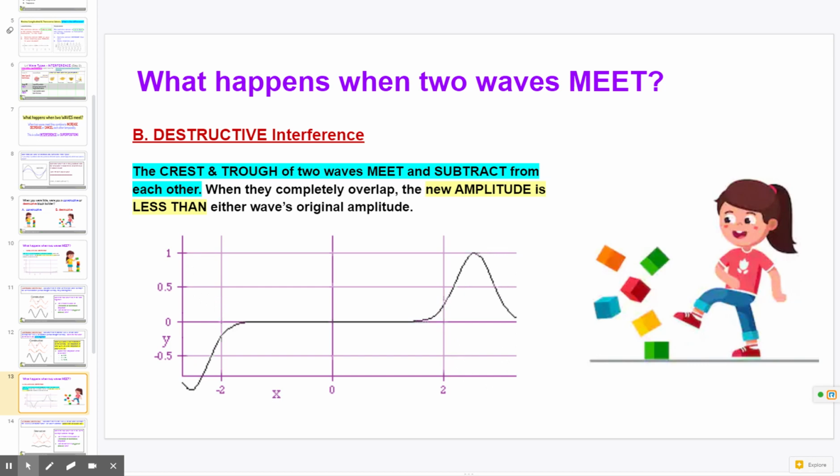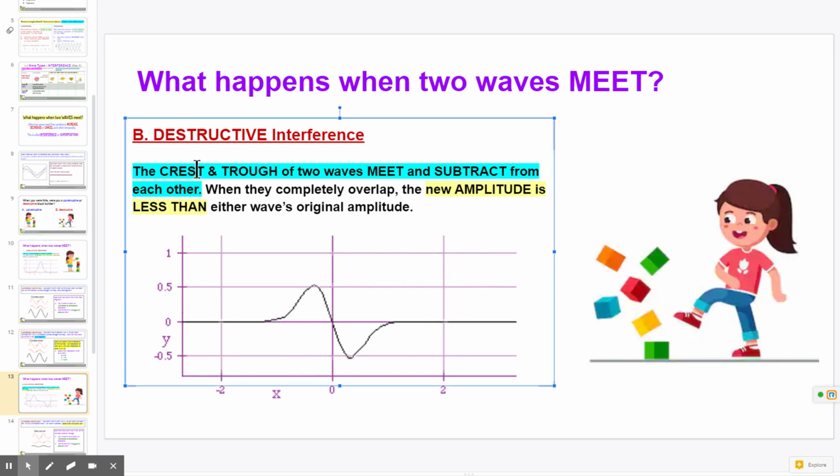Okay, now there's another type of interference. What happens when two waves meet? Well, we could have destructive interference. And destructive interference is when the crest of one wave and the trough of another wave meet. So we don't have two crests, we don't have two troughs, they're not the same part of the wave overlapping. It's the opposite parts of the waves overlapping. Okay, so we have a crest and a trough overlapping.